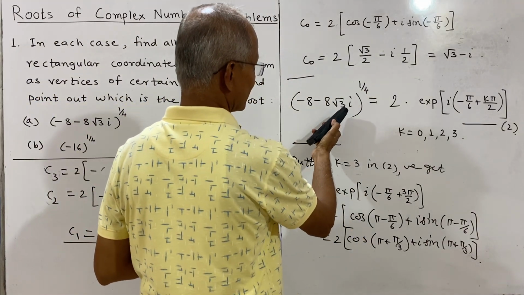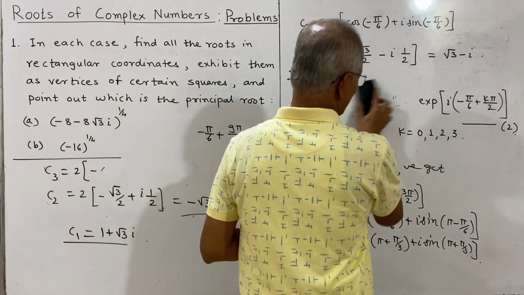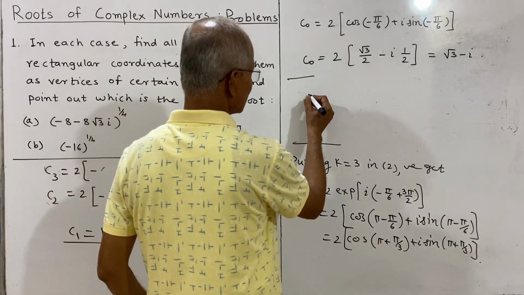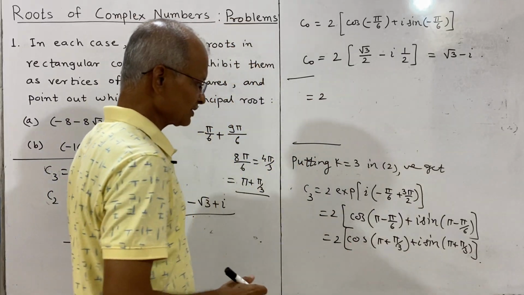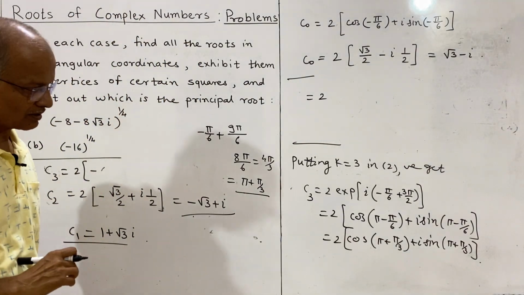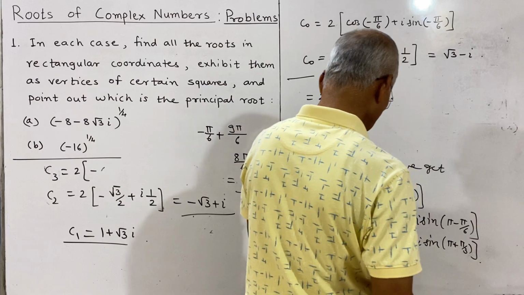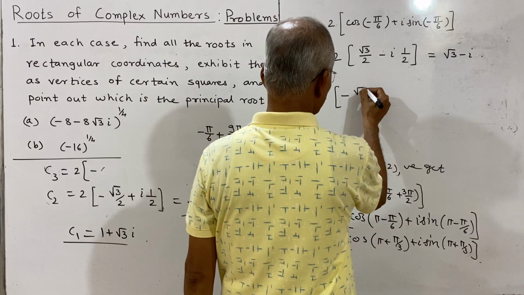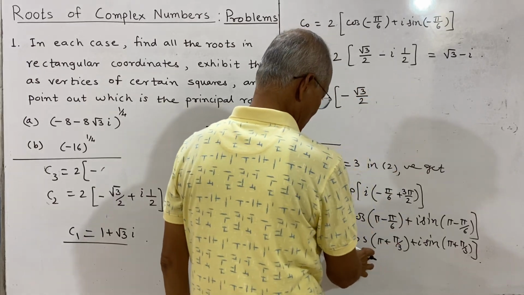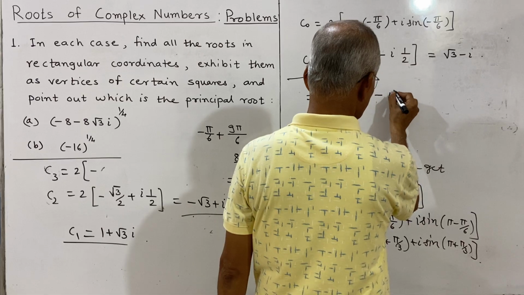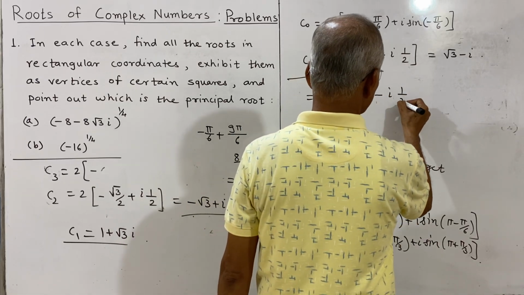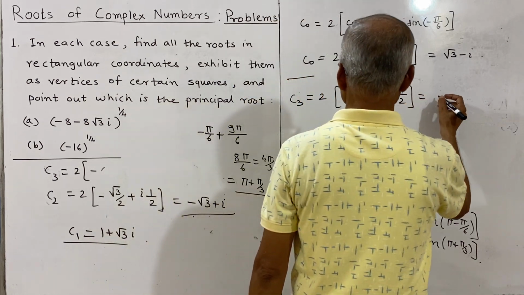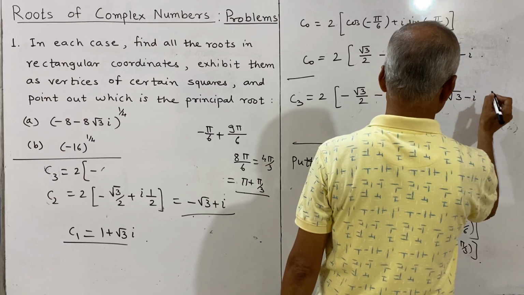So C naught we have, and in this equation the use is over because this is the last value. I shall write here 2 cos(pi plus pi by 3). Again cos remains cos, in the third quadrant both are negative, so minus cos pi by 3. Minus cos pi by 3 is minus root 3 by 2, and this is again minus sin pi by 3, which is 1 by 2, and therefore C3 is equal to minus root 3 minus I.